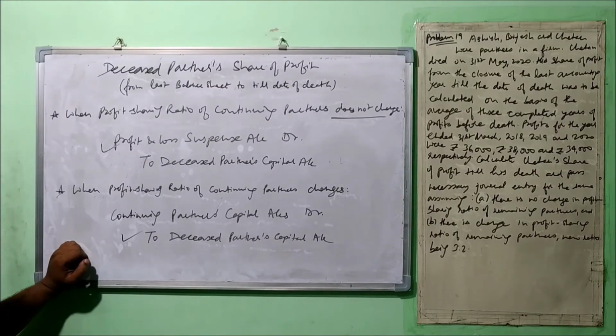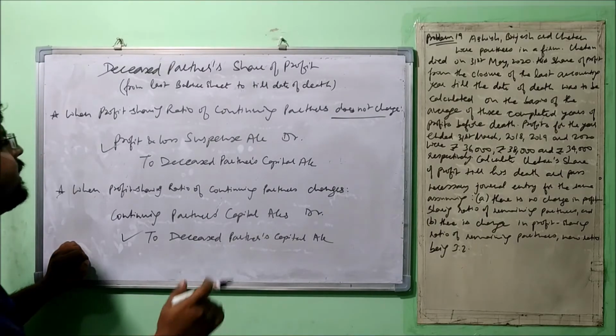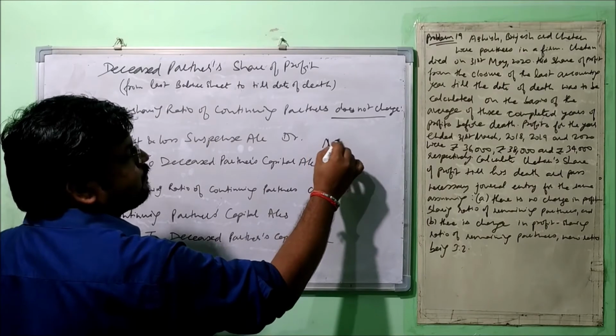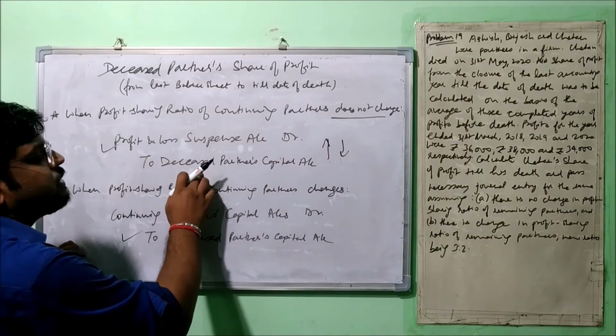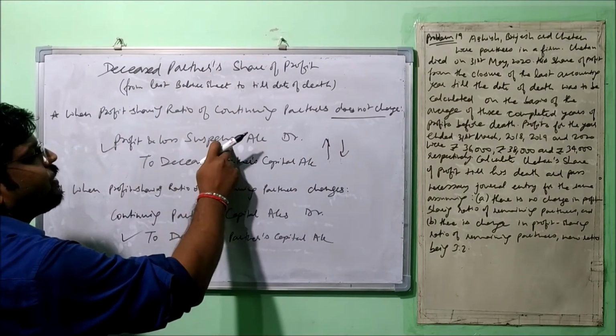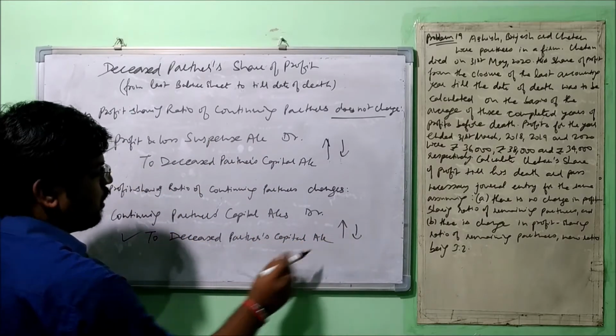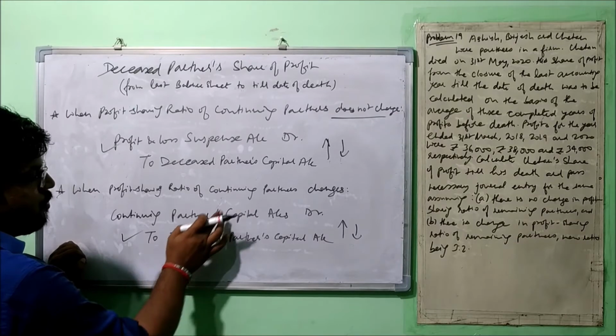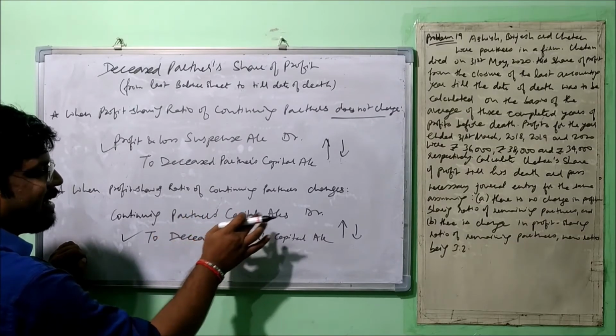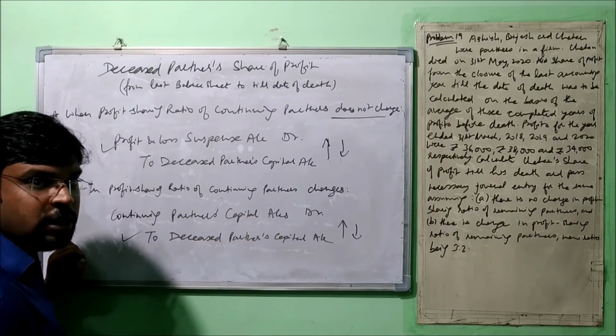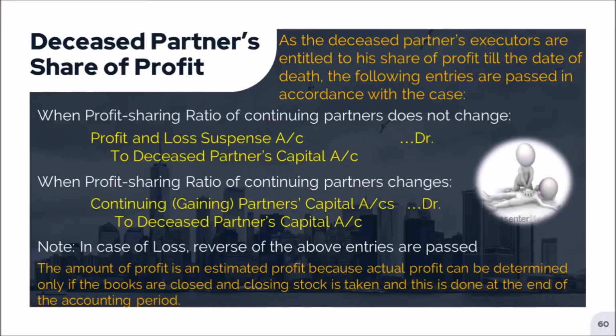So in that case, nothing is going to change. Only the reverse entry will be passed. Means the deceased partner's capital account will be debited and profit and loss will be credited. Similarly here as well, the deceased partner's capital account will be debited and the continuing partners' capital account will be credited. Understood the point? Only this will be the difference.